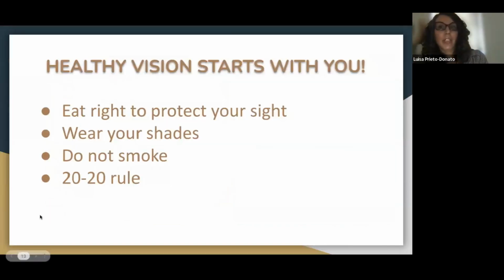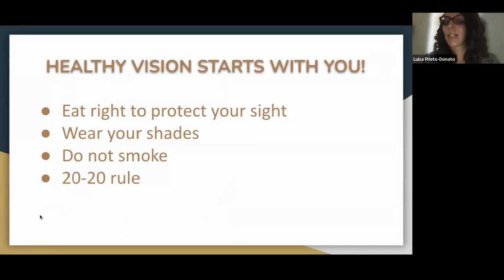So healthy vision really starts with us. It's very important to eat right to protect your sight. So again, leafy green vegetables. I know while I was growing up, my mom said carrots. It's not bad to eat carrots. It's definitely good. It has beta carotene, which the retina needs. But really, it's the leafy green vegetables that contain lutein and zeaxanthin, which are the main nutrients for the retina.